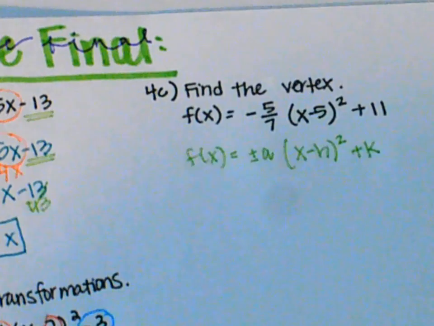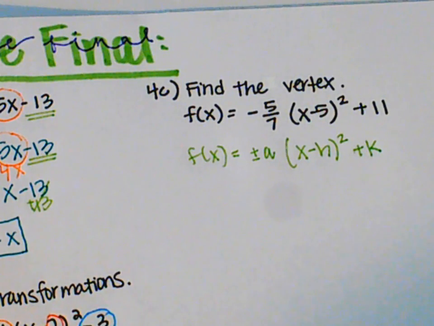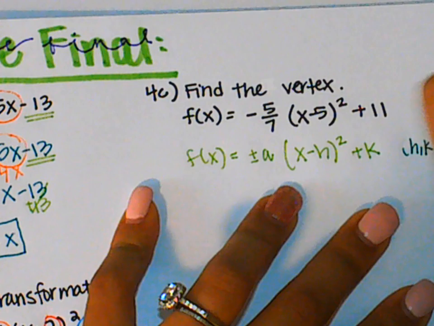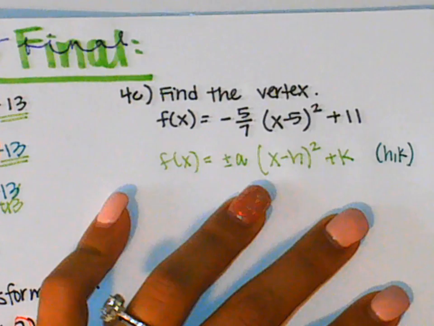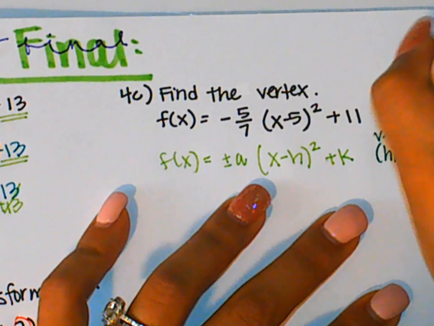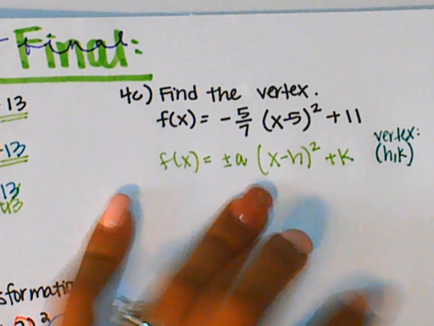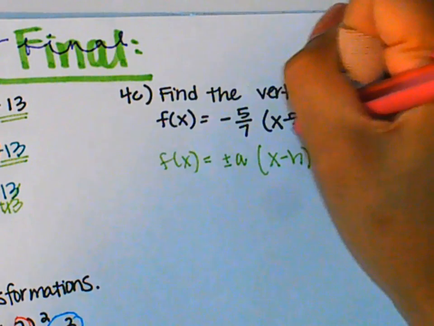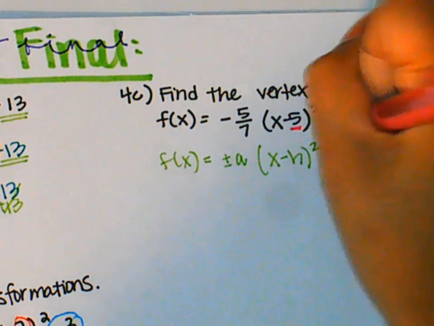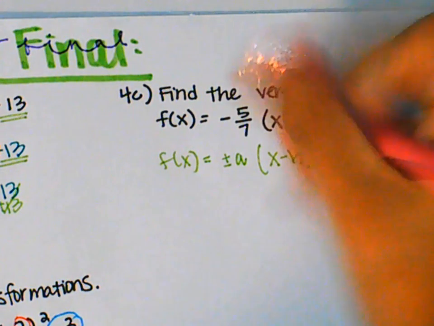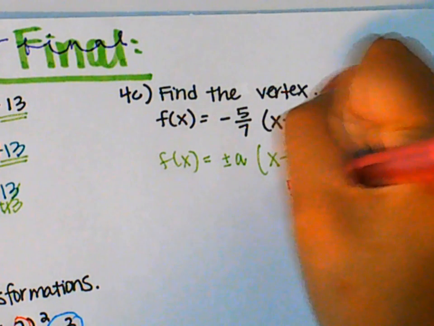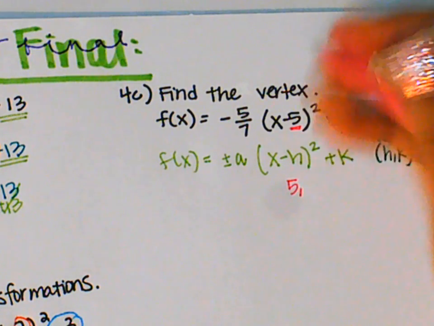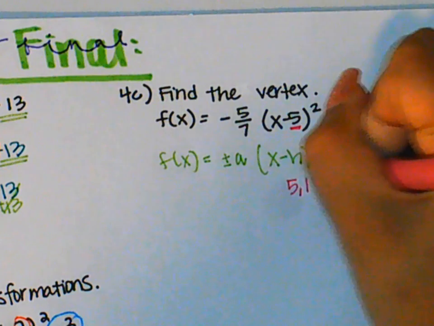Now this one is pretty helpful because if I were to pull out my h and k from my equation, that actually gives me my vertex. So that's all I have to do here. I have to identify my h and my k. In place of my h, I have a 5. Now that's a positive 5 because the negative is part of the equation. And I have a positive 11.